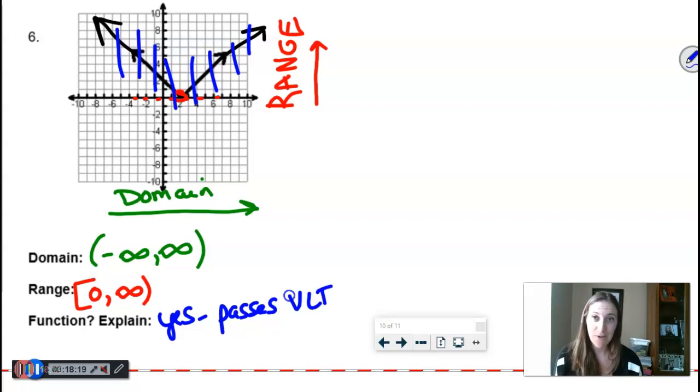Lots of vocab, right? Domain and range, huge concept for us in Algebra 2. We're going to be hitting domain and range on every single function we learn about from here on out. So make sure you're getting really comfortable with the intervals. And of course, now it's time to practice, practice, practice.